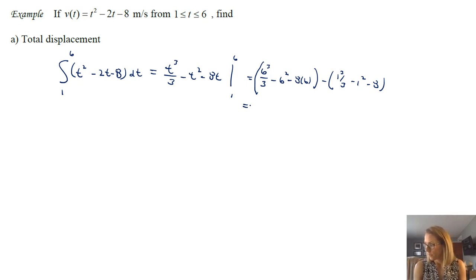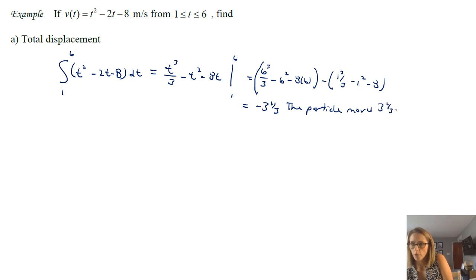So we take our antiderivative, we just plug in our values and see what we get. And it looks like if you do this, you're going to get a negative 3 1/3. Okay? So this idea would be the particle moves 3 1/3 meters to the left. Basically that's where it ends up at the end of whatever it's doing from 1 to 6.